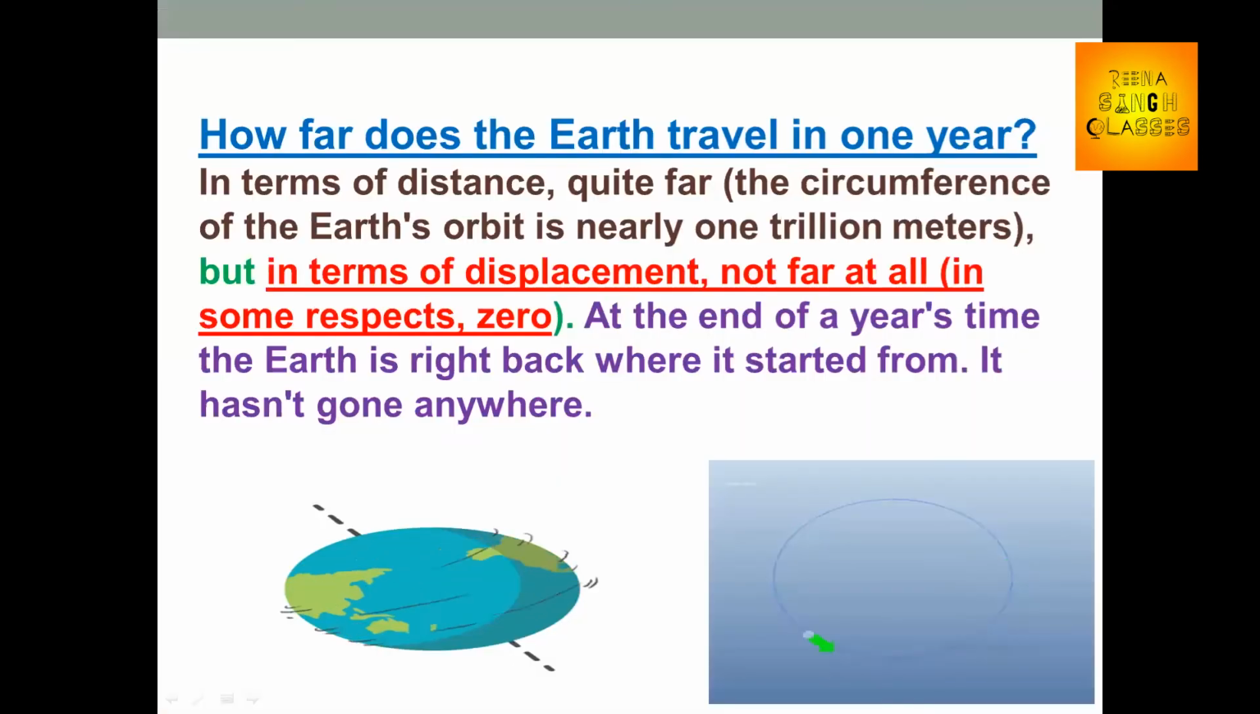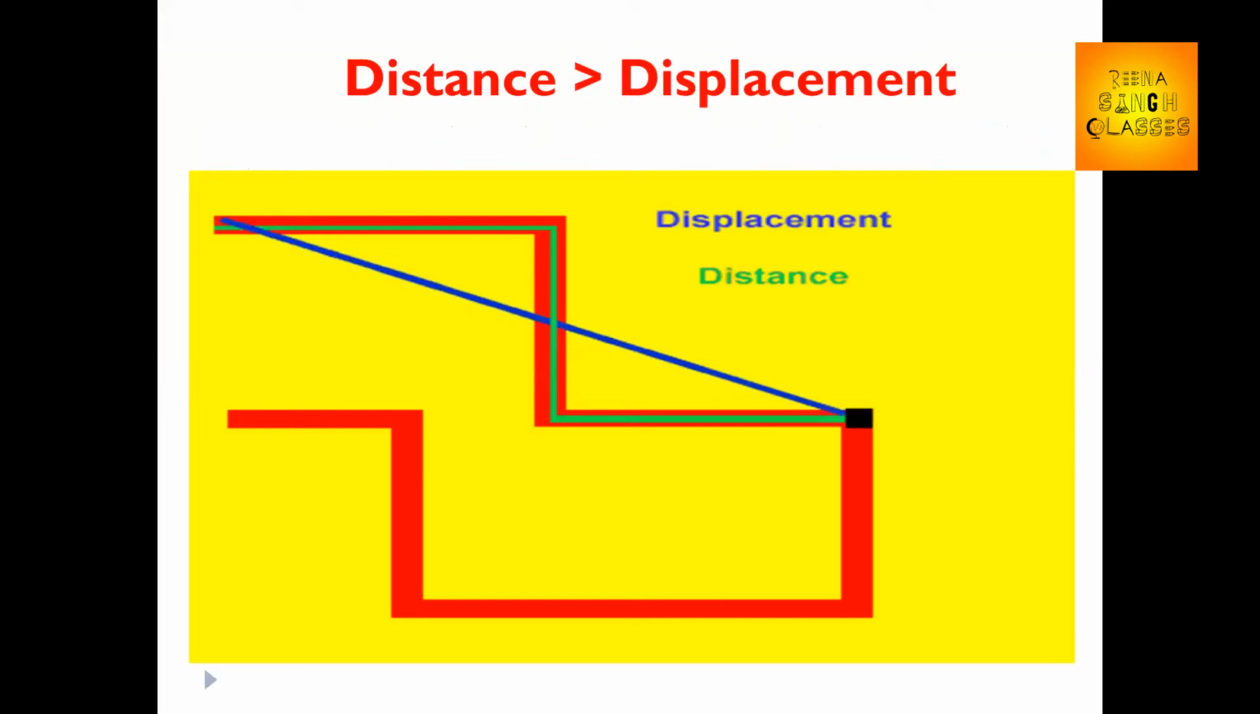How far does the Earth travel in 1 year? In terms of distance, quite far: the circumference of the Earth's orbit, which is nearly 1 trillion meters. But what about the displacement? At the end of the year, the Earth is right back where it started from. So the displacement is zero. Distance is always greater than displacement when an object is moving.